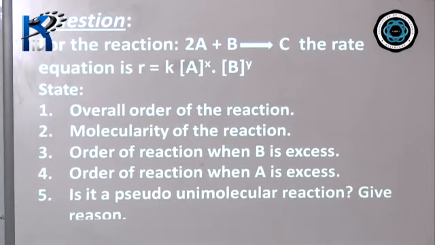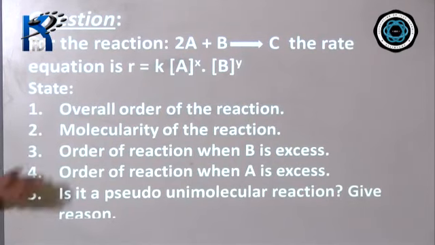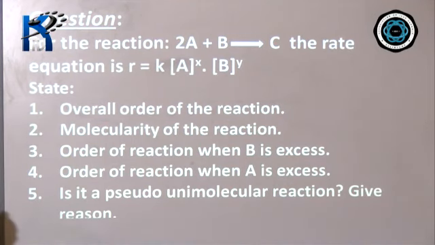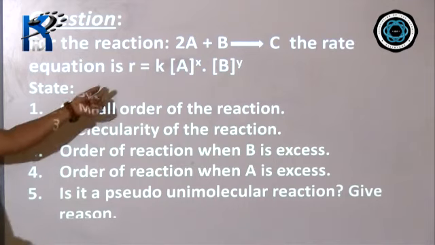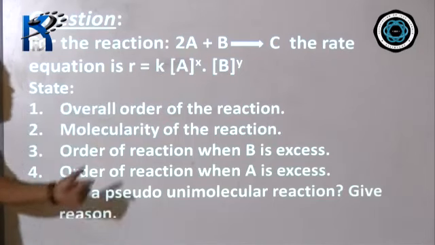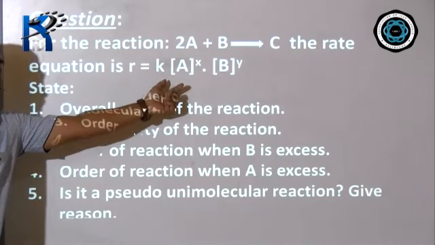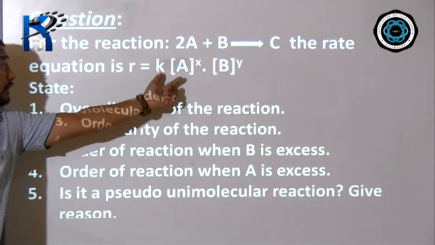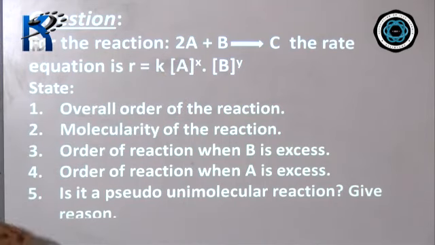Okay, now we'll see one question. Regarding order and molecularity, it is an objective question, students. Now let us see how to go with this. For a reaction 2A plus B gives C as the product, the rate equation is R is equal to K, A to the power X and B to the power Y. This is given by the question. I repeat this, your rate law is given by the question. Now you have to find these 5 things, which I'm going to solve on that side.